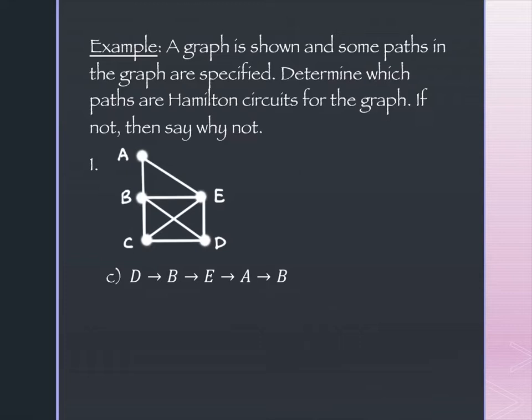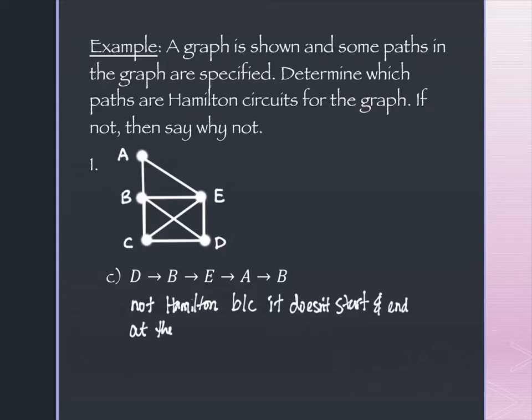We'll check all the accounts, right? But it definitely fails to be a circuit at all, right? It does not start and end at the same point. So I can definitely say that it's not Hamilton. And for sure I can say because it doesn't start and end at the same vertex. Let's see if it fails on any other accounts, just so that we're in the habit of checking multiple things.